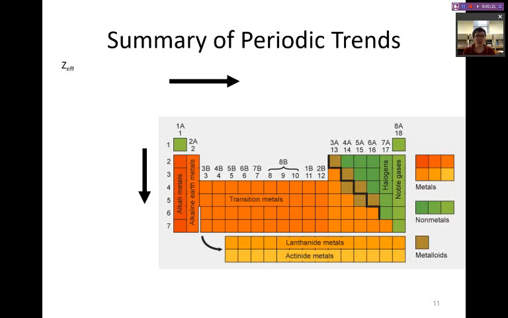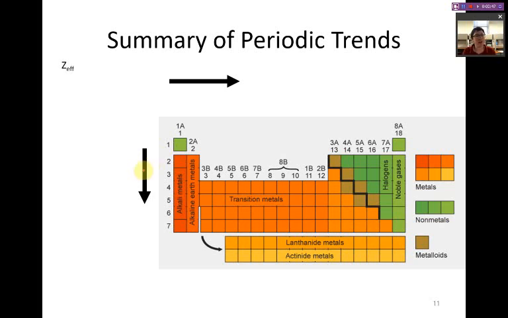The reason for the increase from left to right is because we're increasing the number of protons without actually increasing the shielding that's occurring. As we go from left to right, the electrons are added into the valence shell, which means that they're not shielding each other. So we're just effectively increasing the number of protons. Therefore, there's a drastic increase in the effective nuclear charge.